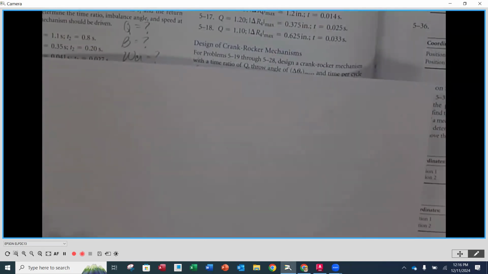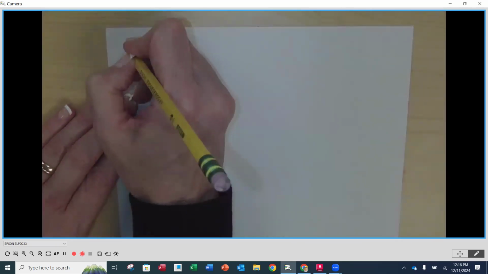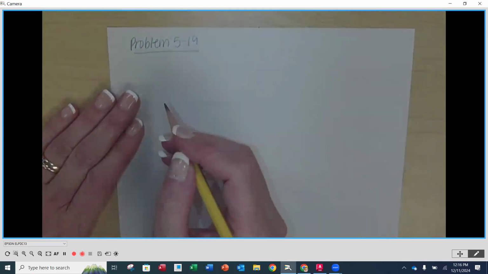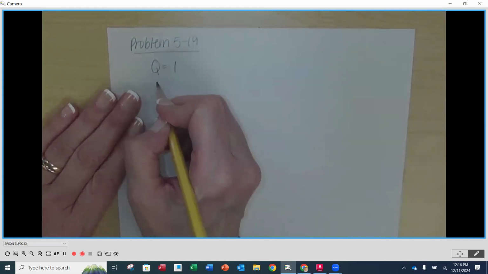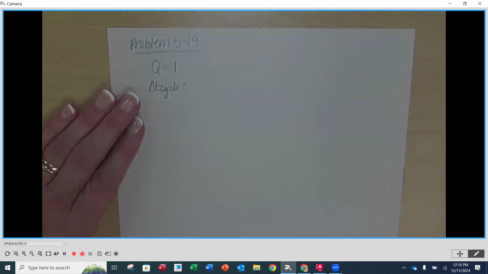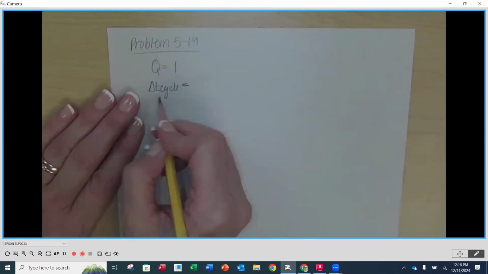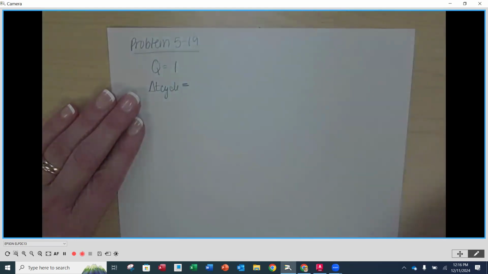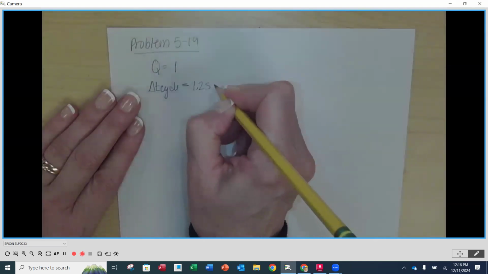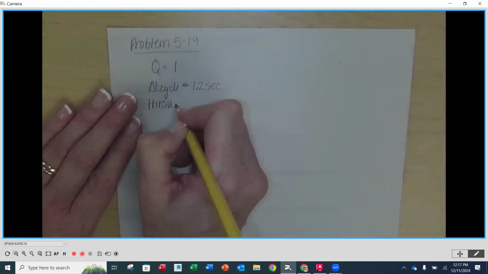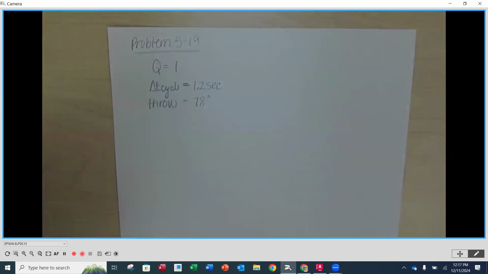So let's start out our problem like we normally do, and first identify what we know or what we're given, and then what we have to find. So this is going to be problem 519, and we are given Q equal to 1, our change in T cycle. Remember, they're using just T for the total time, as stated up in the problem. But in the chapter, the variable that we've been using for the cycle time is that delta T cycle. And for this problem, the total time is 1.2 seconds. And then we're also given the throw angle is 78 degrees.